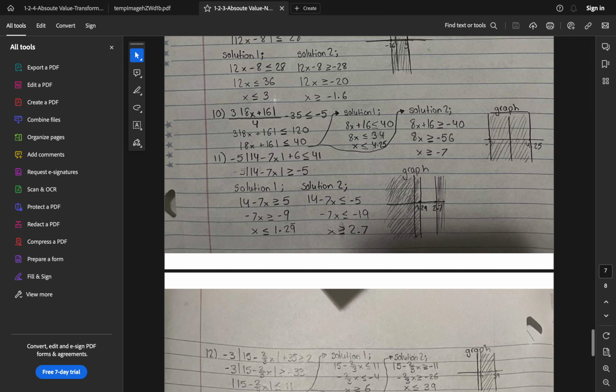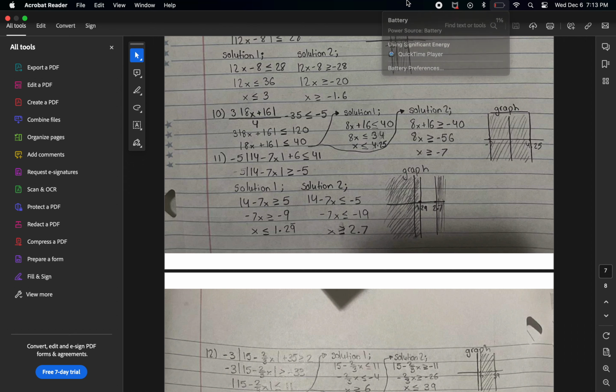Number 10, we have 3 times 8x plus 16, divided by 4, minus 35, has to be greater than negative 5. All right, one second, I'll be back.